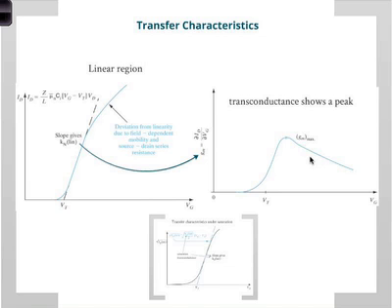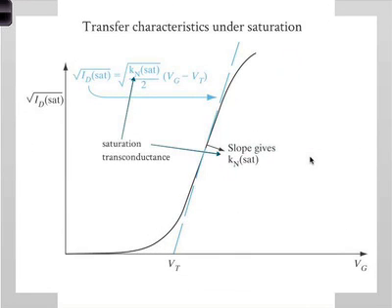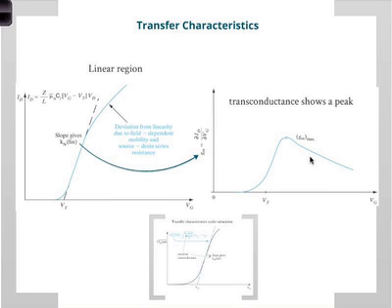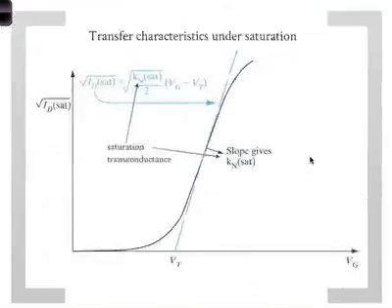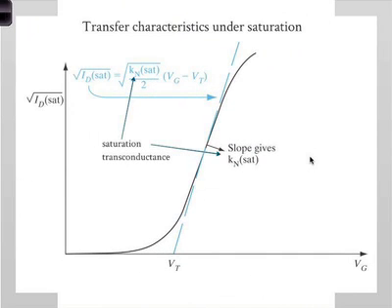So this was before saturation happens. If you look at the situation after saturation happens, it's fairly similar. The only difference now is that the saturation drain current is related to the square of the gate voltage term. So if you plot the square root, you get a straight line, and the slope gives you the saturation transconductance. Not terribly important, but just keep that in mind. It's exactly the same equation as before, except that you have the square term.